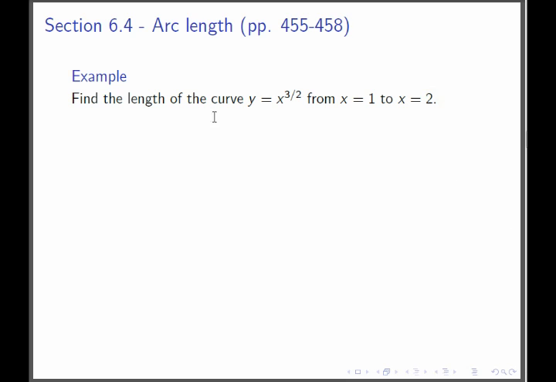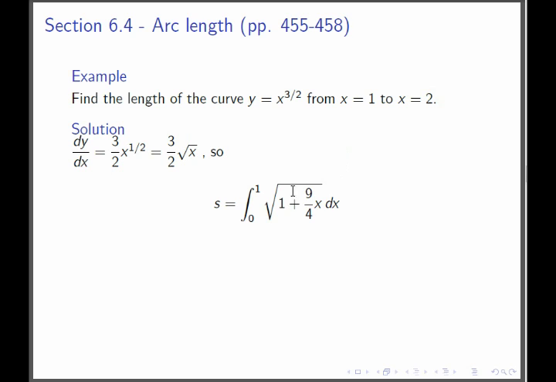Let's use this to find the arc length of the curve y equals x to the 3/2 from x equals 1 to x equals 2. First we take the derivative of the function. Here it is. And then we plug it into the formula. 1 plus the derivative squared is under the square root, and x ranges over the interval stated here.